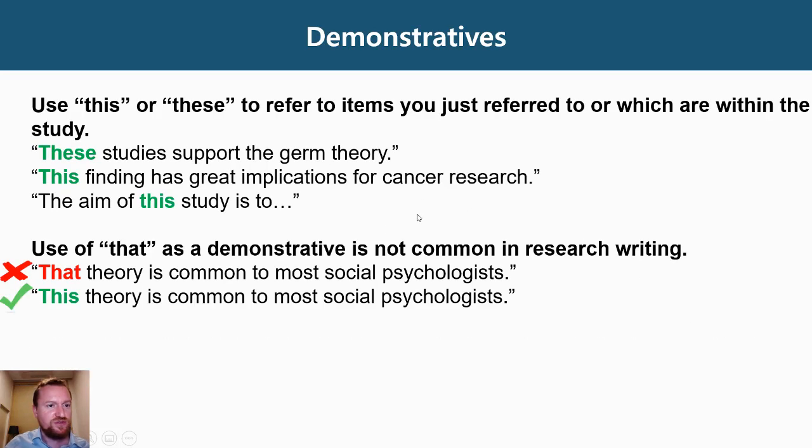Some demonstratives. I would like to go through these quickly. This or these, use these to refer to the items you just referred to. So these studies support the germ theory. This finding has great implications. You're going to use this in the discussion a lot. The aim of this study is to, this is in the introduction. But we don't want to use that or those as a demonstrative in conjunction with a noun. So not that theory is common to most social psychologists. Instead, this theory. So we've just discussed this, and then we can summarize: this theory is very common, not that.